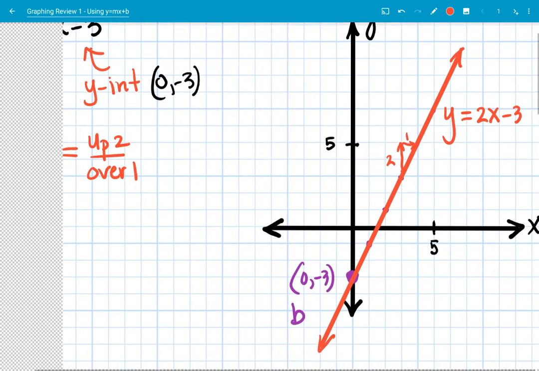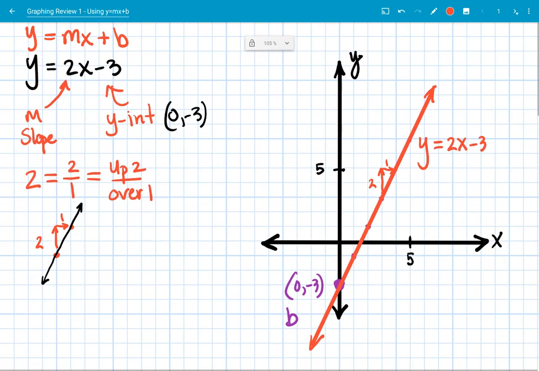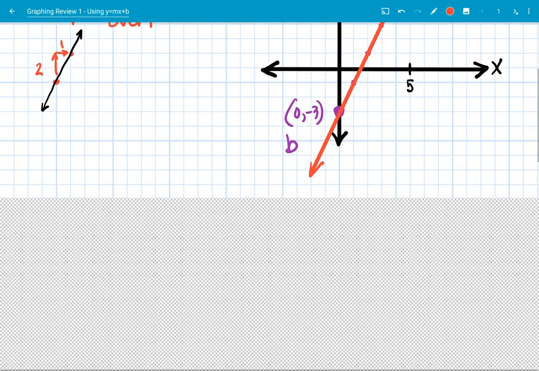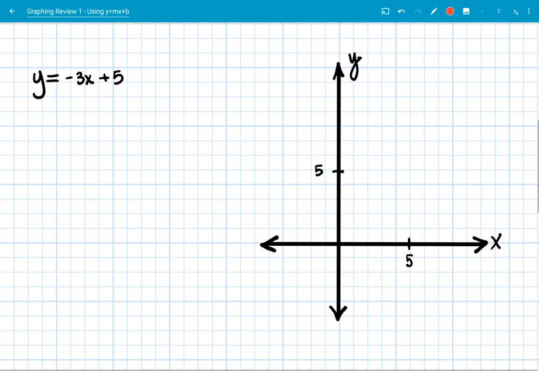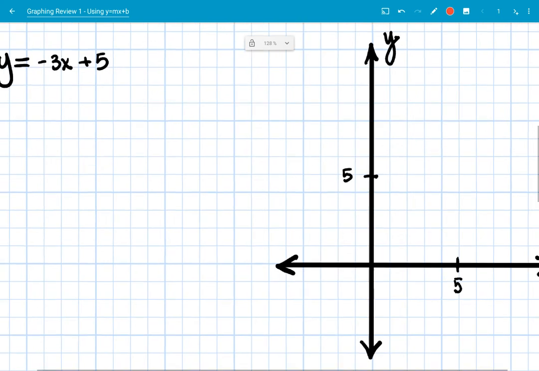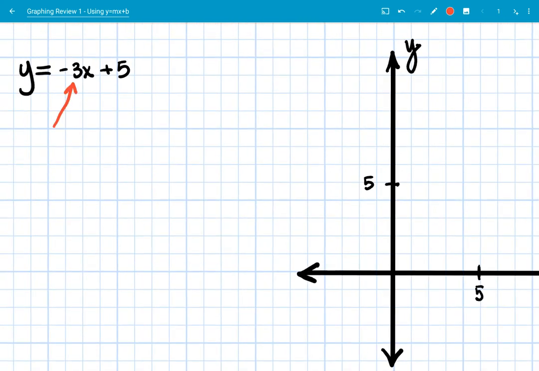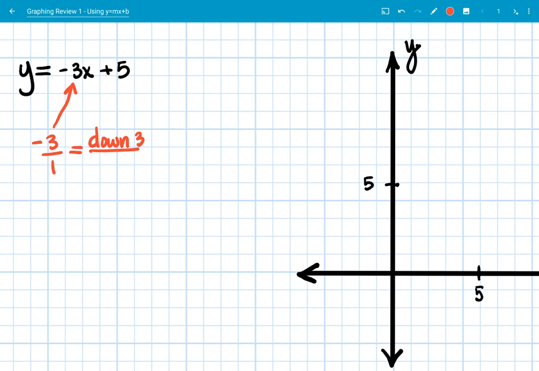Okay, now if we had done a data table, we would have seen the same thing. Let's do another one. Looking at this, if I write negative 3 as a fraction, it's negative 3 over 1. And looking at that, I know that the pattern between the points is going to be down 3 because it's a negative 3. And then because the 1's positive, it's going to be over to the right 1.